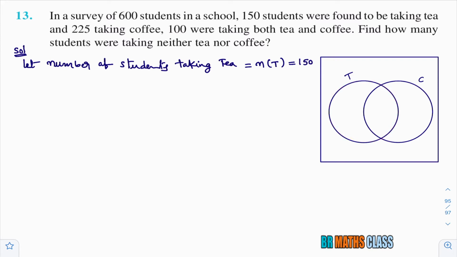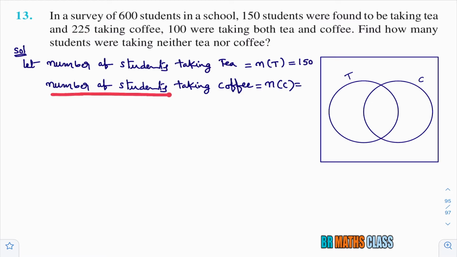Further, 225 taking coffee. I am writing the number of students taking coffee as n(C). From now onwards in this question, n(C) means the number of students who are taking coffee. In the question they gave that 225 are taking coffee, so I'll write 225 here. Here, 100 were taking both tea and coffee. That means they gave n(T intersection C).